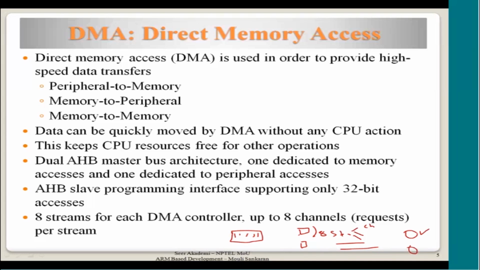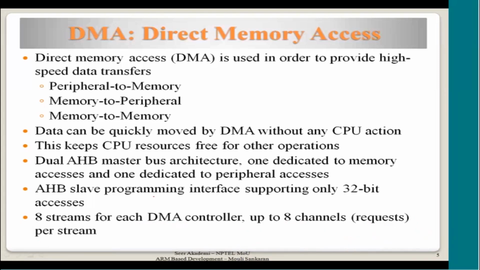Slow devices means the data rate expected from the device may be less. Whereas there may be some memory to memory transfer where it may not be slow, but the time taken to set things up may take a little more time. So during that time, what happens? The bus can be multiplexed. It could be used by some other transaction. So the DMA can be programmed for 8 streams, and within each stream 8 channels could be programmed.